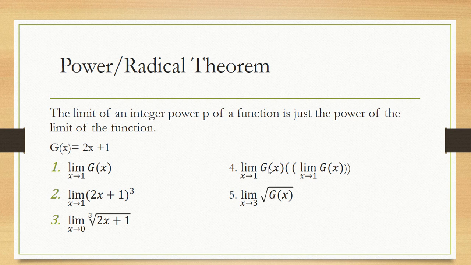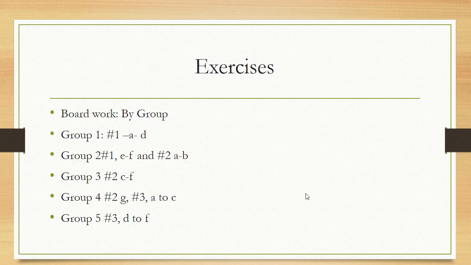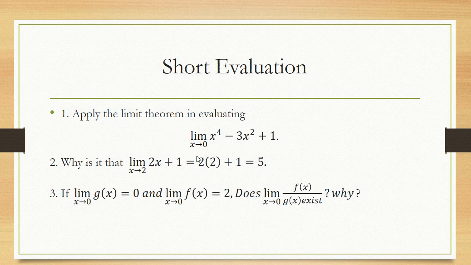Number 4 naman, kung limit of g of x as x goes to 1, that is 2 times 1 plus 1, that is 3, times the limit of g of x as x goes to 1, that is 2 times 1 plus 1, that is 3. So 3 times 3 is 9. And the limit of g of x as x goes to 3, that is 6 plus 1, that is square root of 7. So therefore, yung ating radical, yan substitution lang po. And then, we have now the short evaluation.